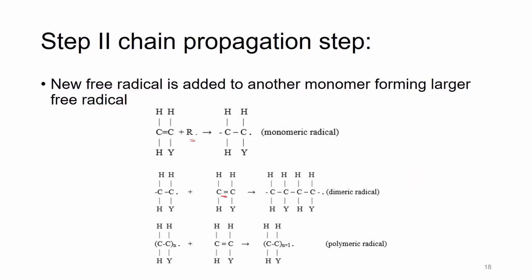Then it starts to grow again by attacking, so this one would attack another double bond and form a trimeric radical, then a tetrameric radical, and so on, until you have this long chain of radical. And this radical, because I have here the radical, will attack another double bond and will have this polymer radical, and we name it in that case the living polymer. We name it the living polymer because it is still growing.